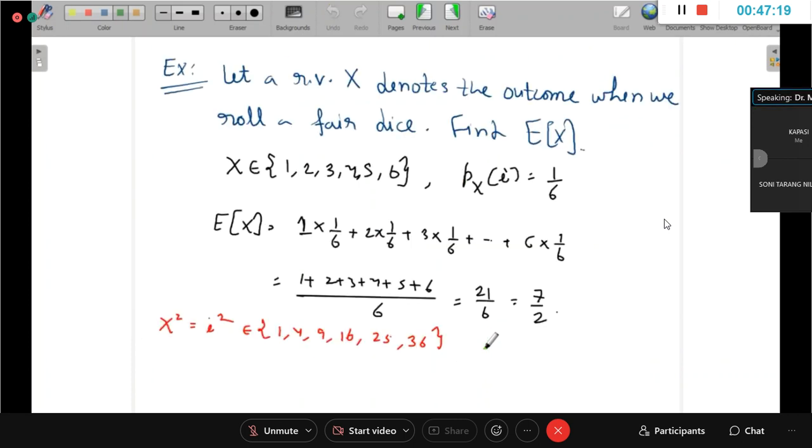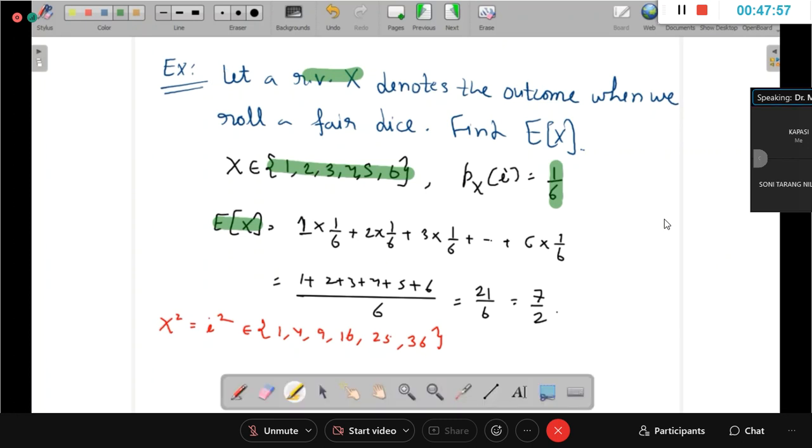Right. Now let's have another example. Let a random variable X denote the outcome when we roll a fair die. Rolling a fair die means X will take the values 1, 2, 3, 4, 5, 6. That outcome is either 1 to 6, and let's assume that all the outcomes are equally likely. So what is the expectation of X?